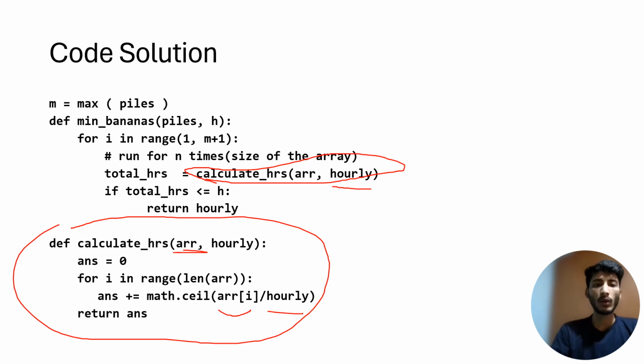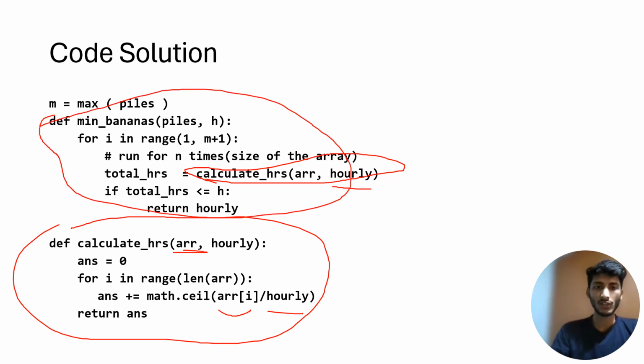Okay. Now, can you tell me what will be the complexity of this minimum bananas function? This function has one loop which runs from 1 to the maximum of the array. So the complexity of this outer loop will be the maximum of the array. And inside this for loop, you see that I am calling this calculate hours function.